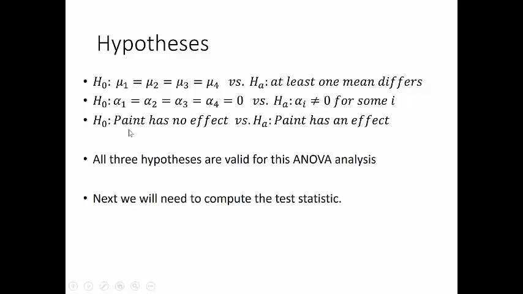And then I'm perfectly happy if you just want to write it in terms of the context of the problem. So you could have here that the paint has no effect versus the paint has an effect, right? So under the null, we say there's nothing there. And under the alternative, we say that the treatment has an effect. After we do that, we need to compute the test statistic.